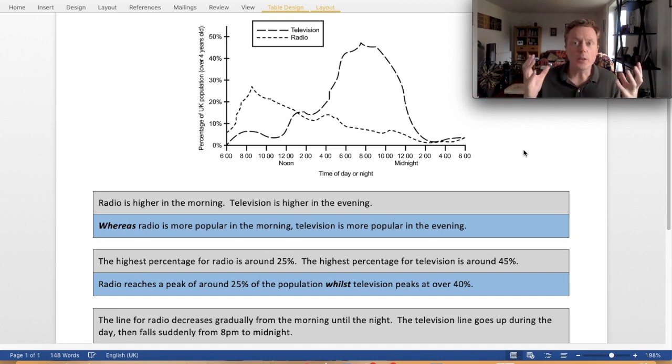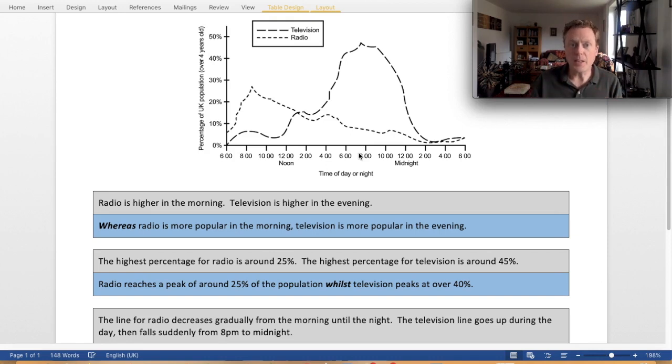Okay, first, no adverbs, no linking. Secondly, we have two sentences that are simple, not complex. Thirdly, more importantly, this expression, the line for radio, the television line. Again, that does not describe the data. The line for radio, the television line, that does not make sense. What does the line represent? It represents people or percentage of the population listening to the radio or watching TV. So we need to include that information.